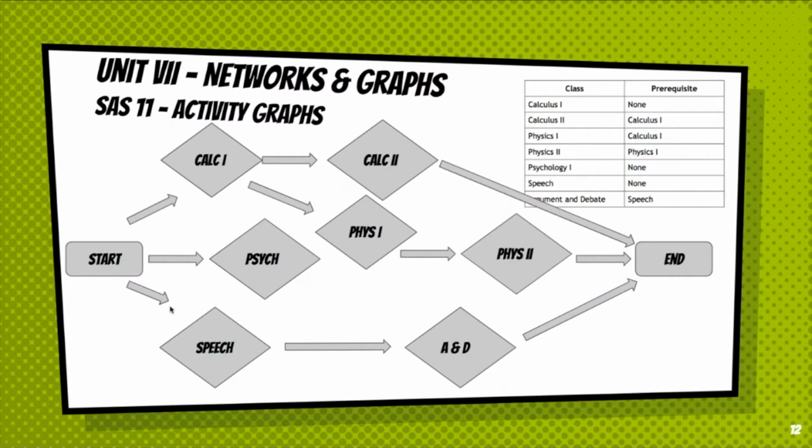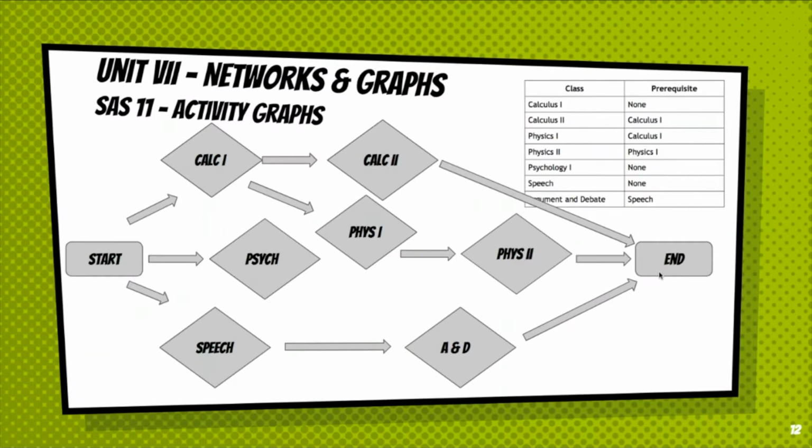Now in the speech activity path, we have speech, and the only course that it's a prerequisite for is argument and debate. You see speech is in the prerequisite column, and you see an arrow coming out of the diamond for the activity of speech to A and D, or argument and debate. Argument and debate is not in the prerequisite column. It's not a prerequisite for any other course, so an arrow goes straight to end. And that is your complete activity graph.